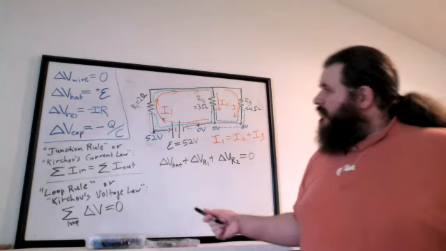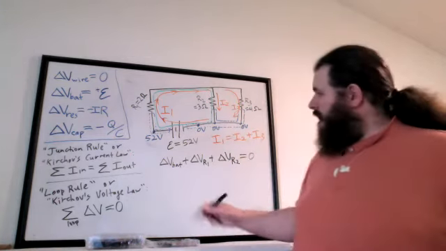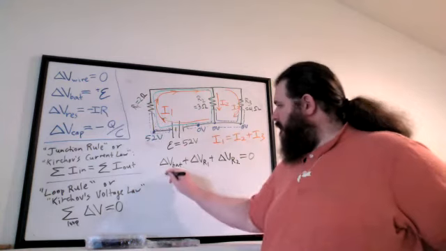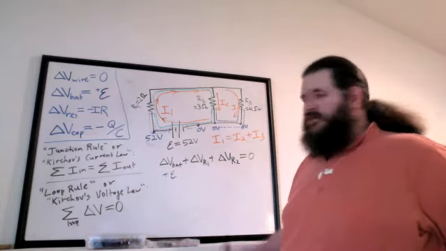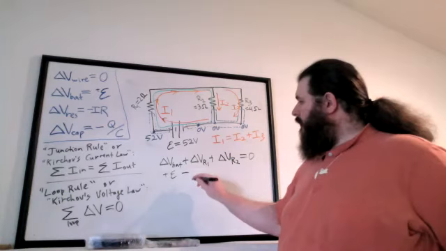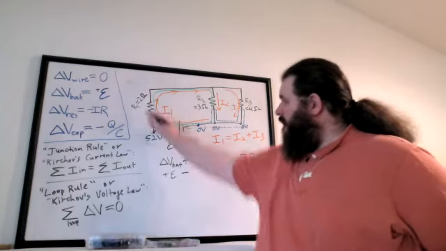We could then fill in our delta V formulas. Delta V for the battery is plus epsilon. Every resistor is just going to be a minus IR. In this case, specifically I1 times R1.